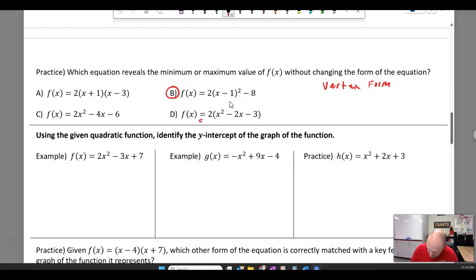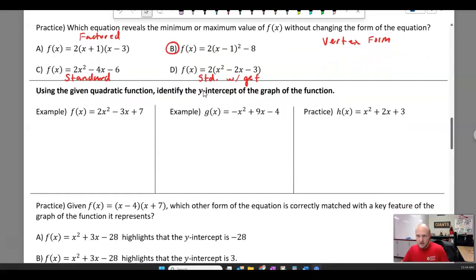Hopefully you selected B. Actually, sorry, I'll start with C. C is standard form, and this is useful for identifying our y-intercept, which would be -6. And then D is also standard, but it's with a GCF, so that one's not too common. And then A, this is factored form, so that is useful for our zeros. So B is the one that gives you your center point of the graph, your vertex, which is a min or a max. Okay, let's go ahead and move on.